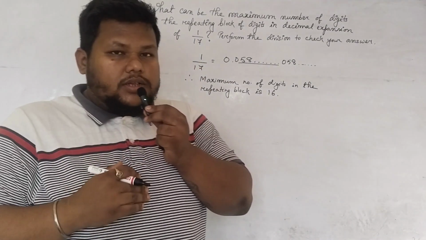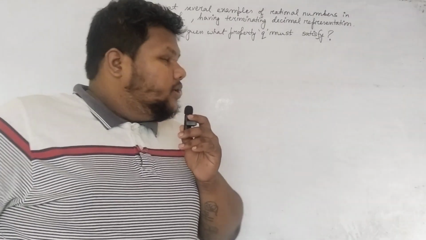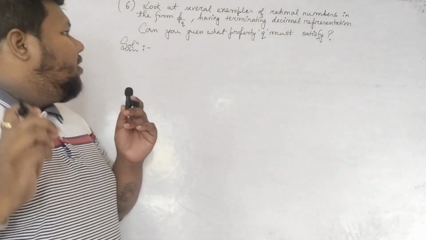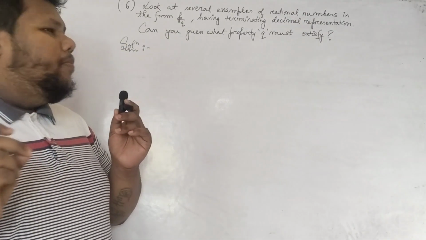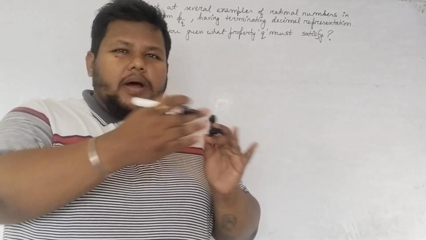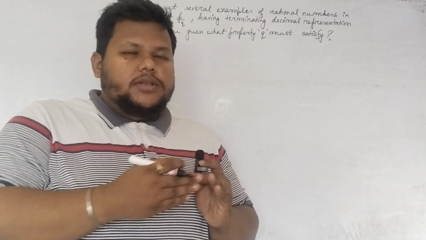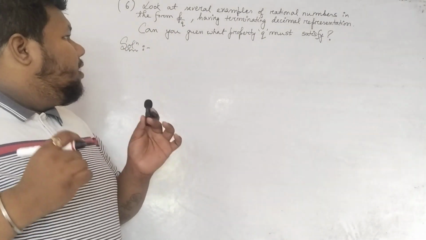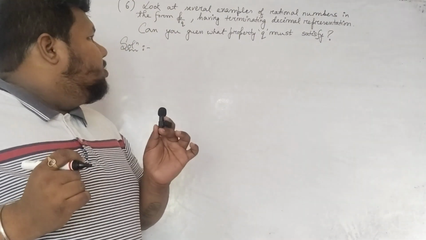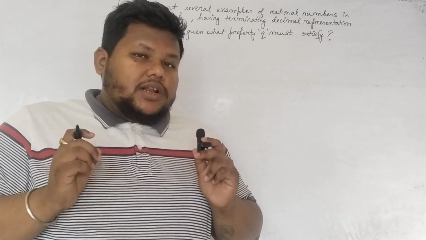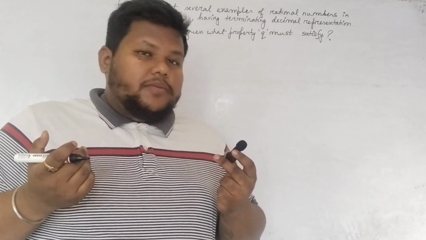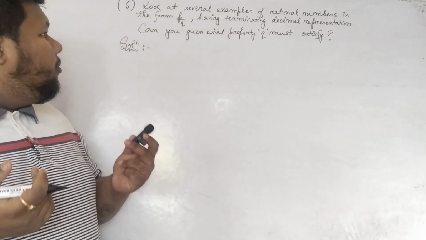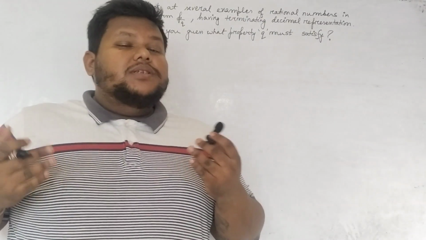Let us move to the next question. Question number 6: look at several examples of rational numbers in the form of p by q. Some parts were extra, so I have just made the question shorter here. Having terminal decimal representation, you have to check rational numbers that have terminal decimal representation, and guess what property q must satisfy.